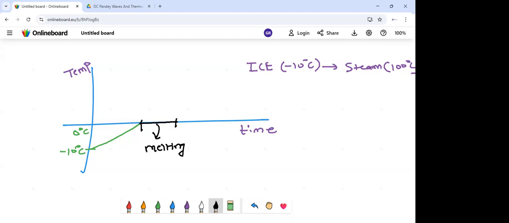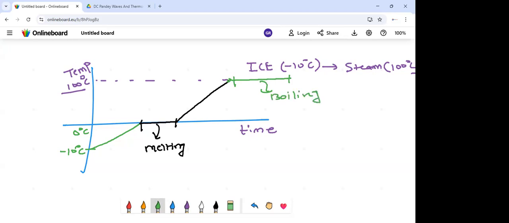Once we are done with this melting, again the rise will continue. And it will go up to which temperature? Obviously, it will go up to 100 degrees Celsius. And at 100 degrees Celsius, the line goes flat again, and it will represent what? You can call it boiling or vaporization, same thing. Since we have to draw only till 100 degrees, I'm stopping it here. You can further extrapolate to higher temperatures.